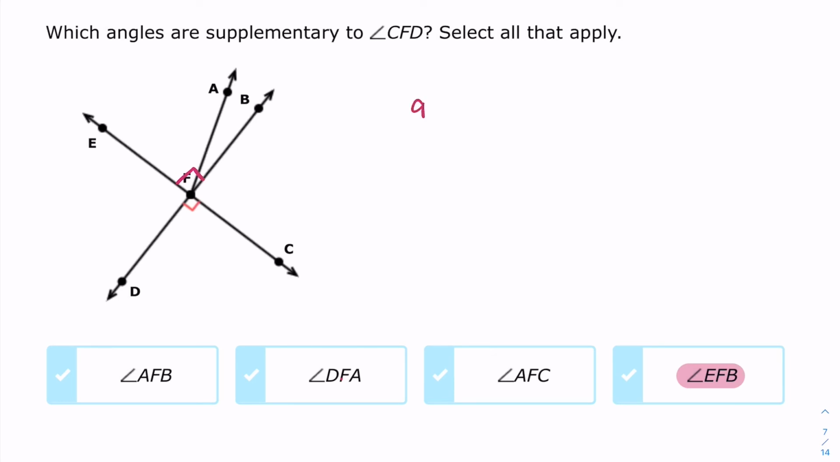So I'm looking for here, so 90 plus 90 is 180. All right, so that one works.